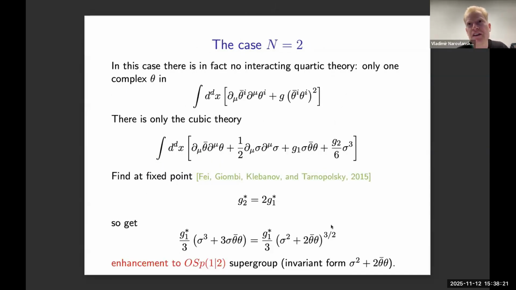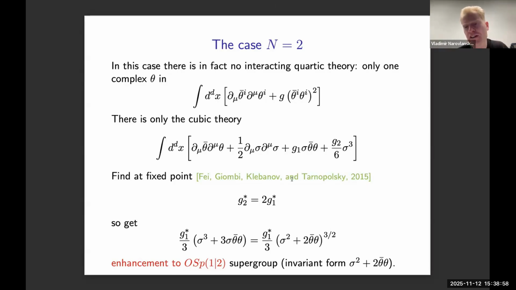Now, what about the case n equal to 2? Now we start making contact with these OSP(1|2) theories. When n equals 2, the quartic theory doesn't exist, right? Because if we have only one theta and theta bar, the theta bar theta squared just vanishes, because these are fermions. So the quartic theory doesn't exist, but the cubic theory does exist. There's no problem to write sigma theta bar theta. So this is the only description that you have at n equal to 2 for this system. There is no quartic description.